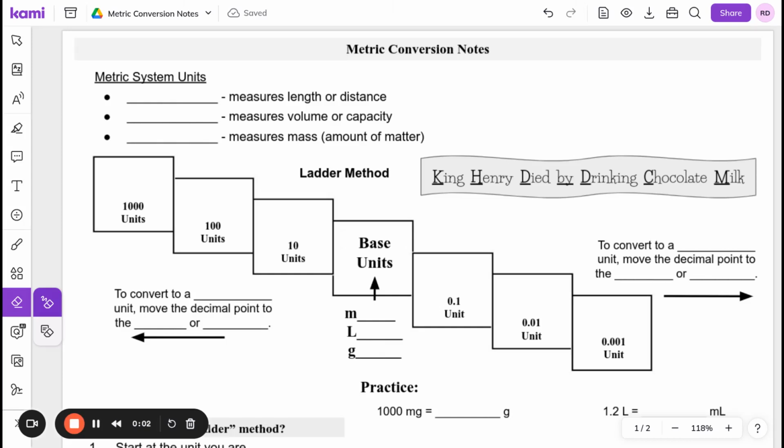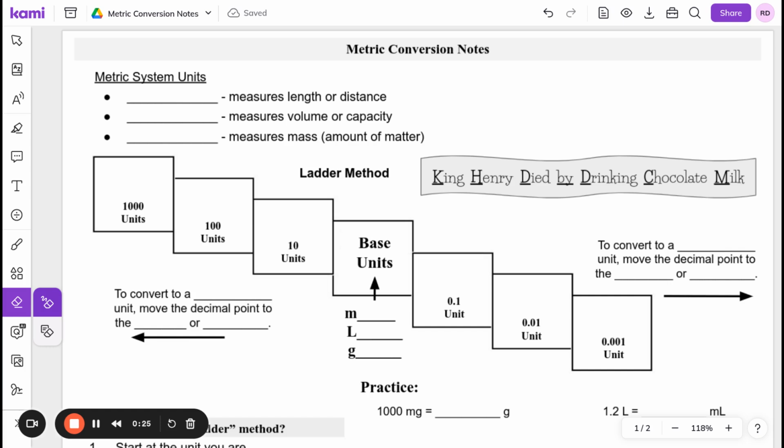These are our metric conversion notes. So similar to the customary system, we're going to now convert between measurements. Luckily for you, the metric system is a little simpler because it is all the powers of 10. So you don't have to memorize 3 feet and 1 yard and then 12 inches and 1 foot. All of these are going to be a power of 10.